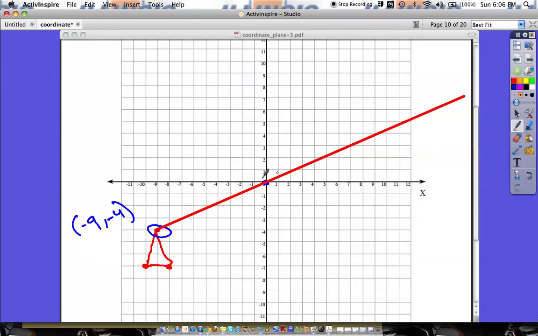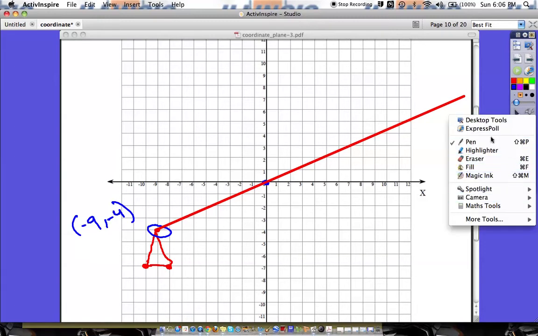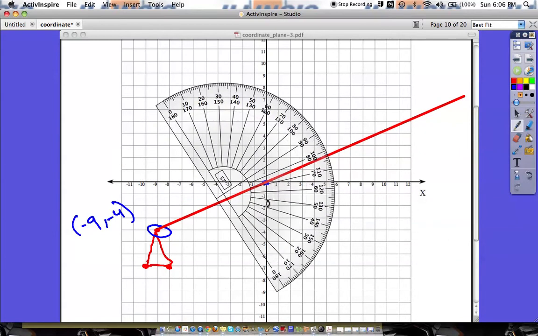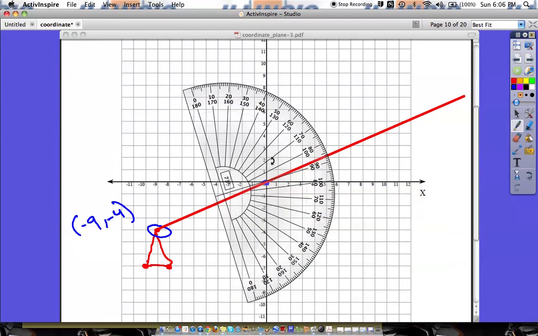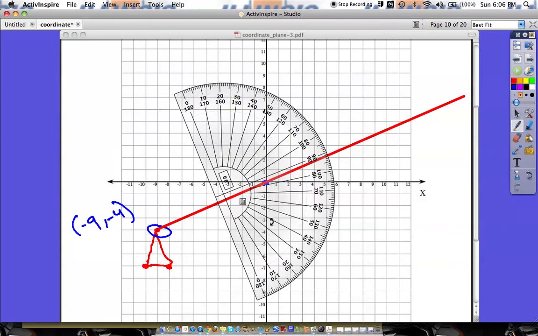Okay. Now we got to go perpendicular through this to get the other two, so I can get my protractor back out. Let's see, let's turn this a little bit here. Perpendicular, so it's got to make a 90-degree angle.